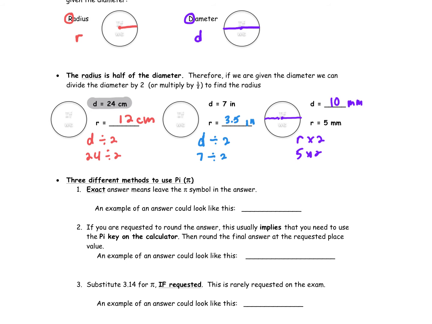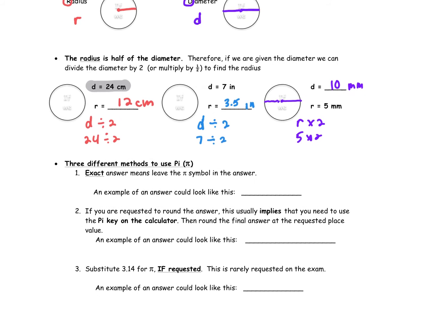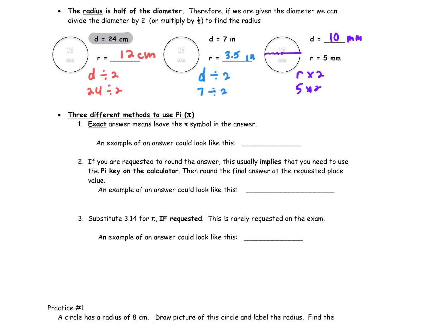The next part of a circle that makes a circle kind of tough is dealing with the irrational number known as pi, and that's spelled p-i. It's a Greek alphabet letter, and this is what the symbol looks like. An irrational number is a number that goes on forever and ever and has no end. So we have to figure out how to deal with this kind of crazy number.